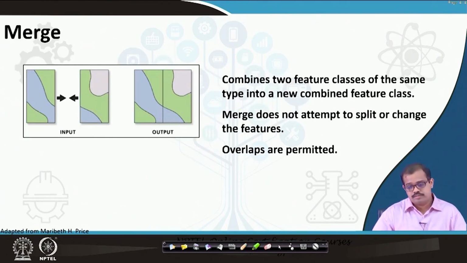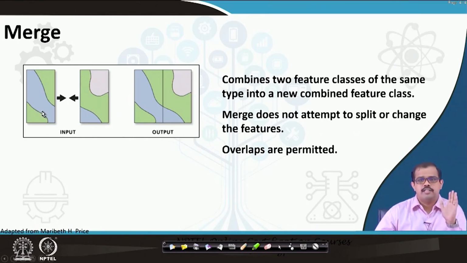Then there is merge. For example, you have created two layers, and this happens normally in your satellite data.